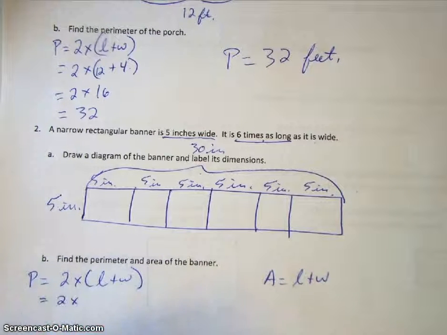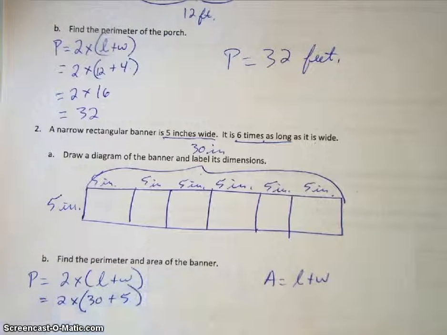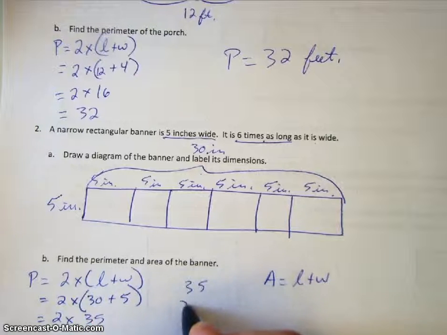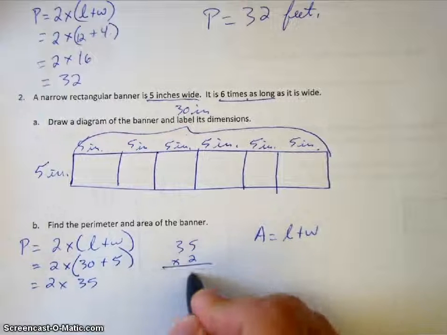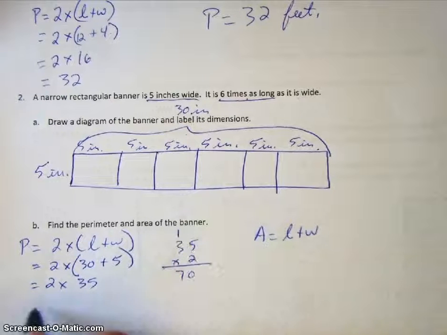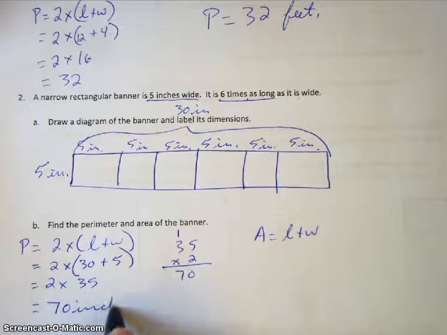So we have 2 times, all right, our length is 30, our width is 5. So now we have 35 times 2, and we get a perimeter of 70 inches.